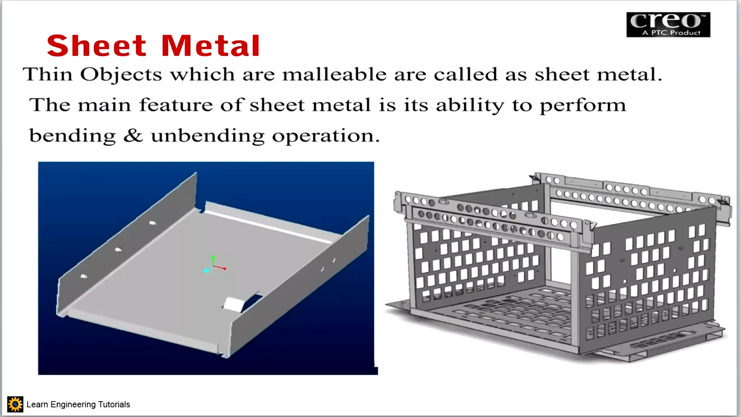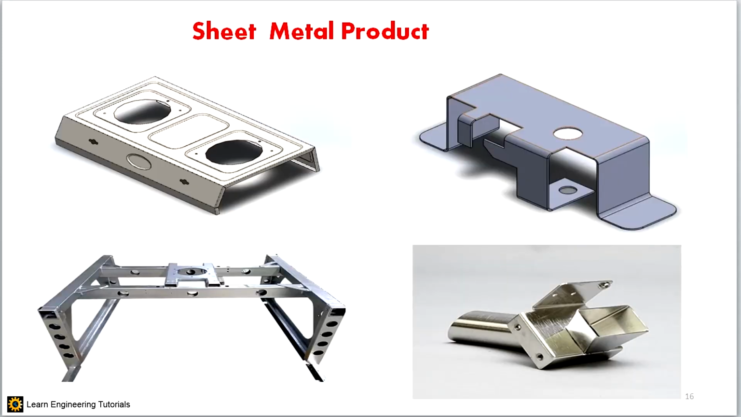This is a sheet metal design. Thin objects which are malleable are called sheet metal. The main feature of sheet metal is being able to perform bending and unbending operations. This is a simple sheet metal design by Creo software. This is the sheet metal product, different types of sheet metal products.